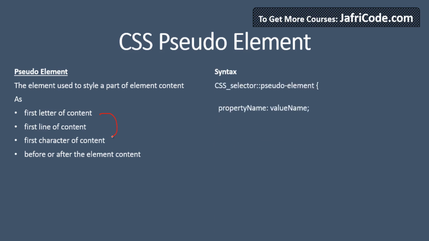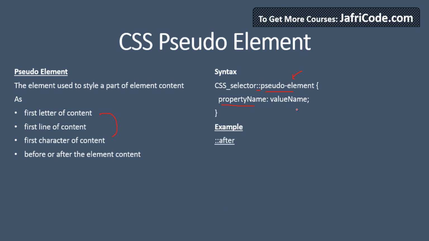So its syntax is this: two colons. You put them after a selector, and then you write the pseudo element which you want to use: first letter of the content, after, before, first line. Any CSS selector you can mention here. I will discuss all the pseudo elements with you. And then you mention the property name which you want to apply, for example color, background, and then the value.